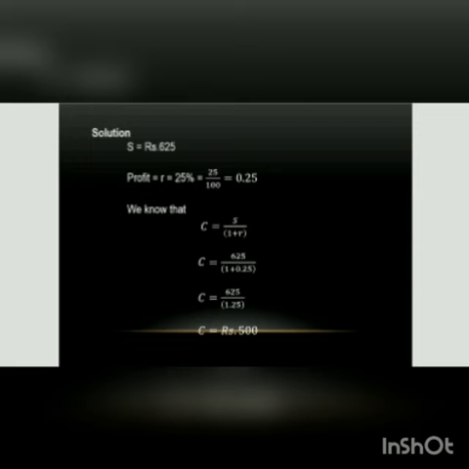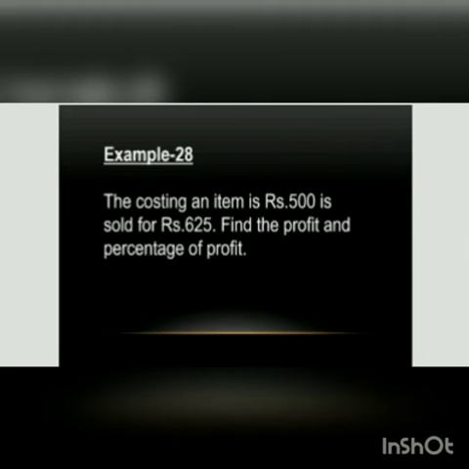Example 28 is designed to find the profit and percentage of profit. The question says that the cost of an item is rupees 500 and it is sold for rupees 625.